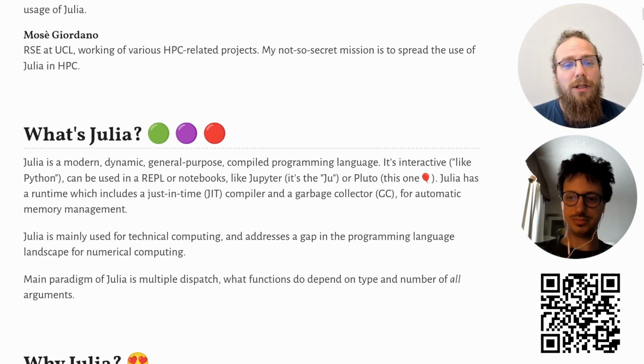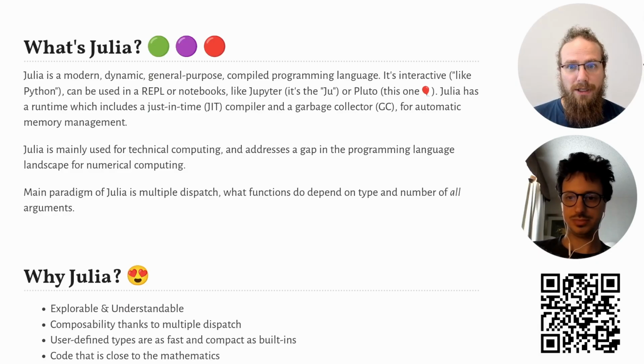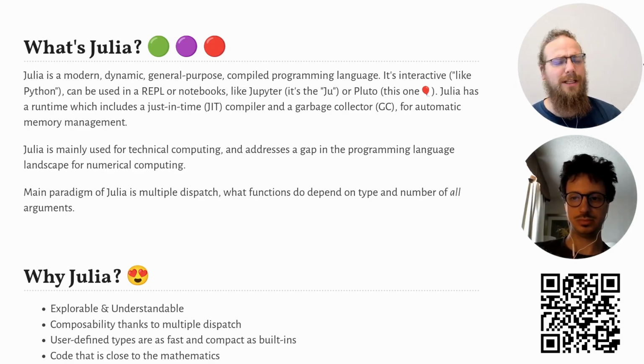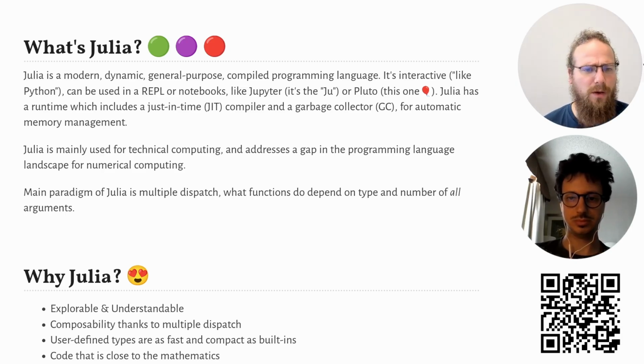Julia is a modern, dynamic, general-purpose compiled language. It's interactive. It's like Python in that regard. It can be used in a REPL or in notebooks like Jupyter, or in a Pluto notebook like the one I'm using currently. Julia has a runtime which includes a just-in-time compiler, a garbage collector for automatic memory, all of the creature comforts that you normally have in a modern programming language.